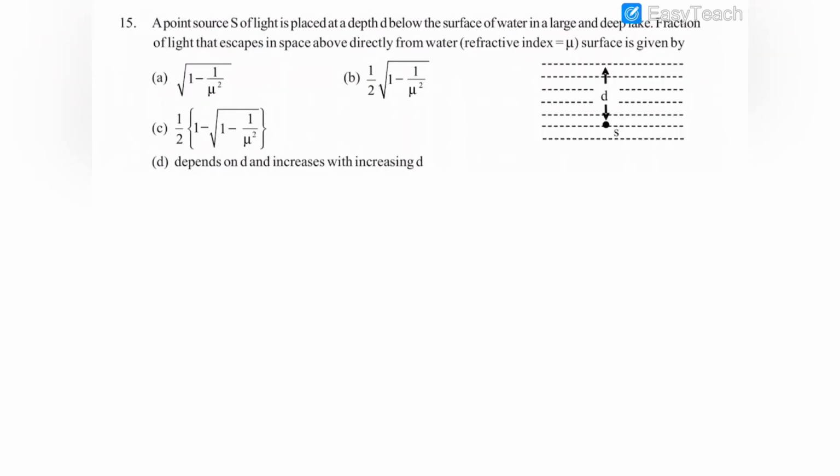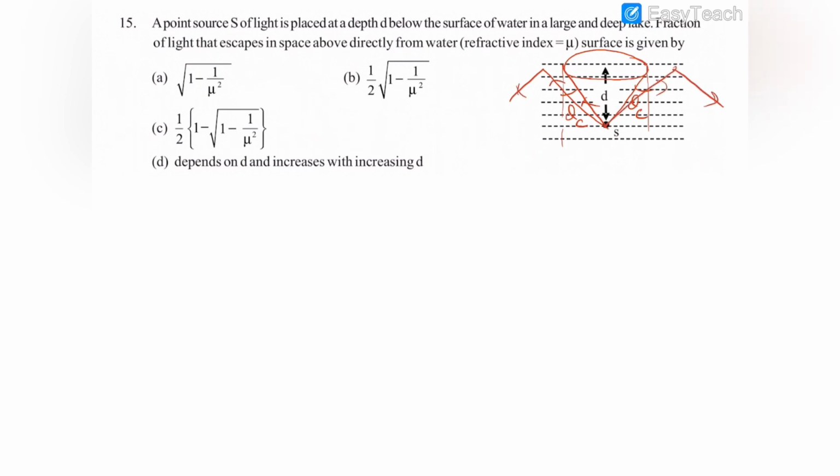In this question, you can see that there is a point source of light which is kept at a depth of d below the water surface in a deep lake. The refractive index of this water is mu, and we have to find out the fraction of light which will escape out of this lake. Let us first see why only some part of light will escape, because some part of the light would be reflected back due to TIR.